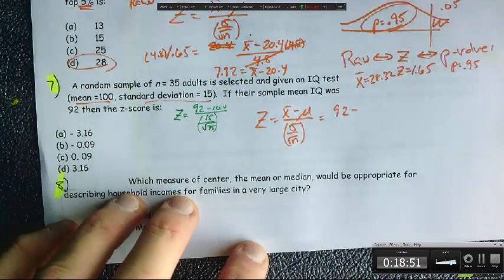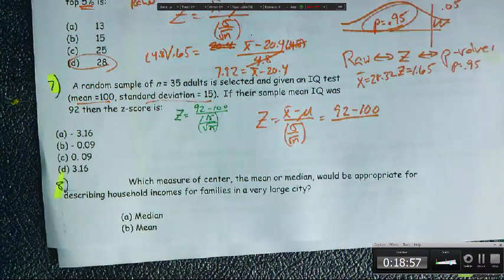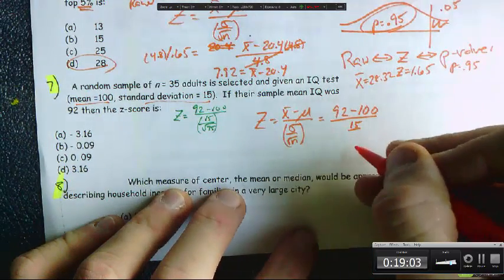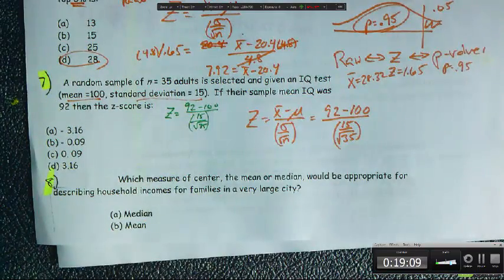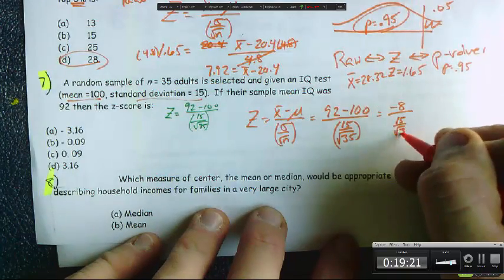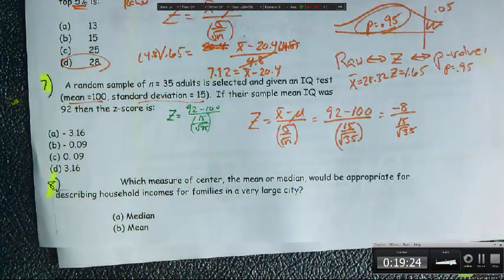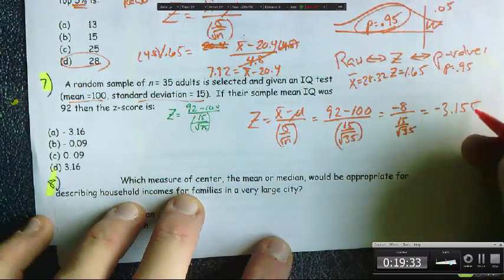92 minus the mean of all IQ tests, 100, over, and we're not talking about the standard deviation of one person, we're talking about the standard deviation of a group of people. So it's not just 15, it's 15 over the square root of 35. Because when you're taking the average of several items, you have to divide by the square root of the sample size. So 92 minus 100, that's negative 8, and then divided by 15 over the square root of 35 gives us negative 3.155.